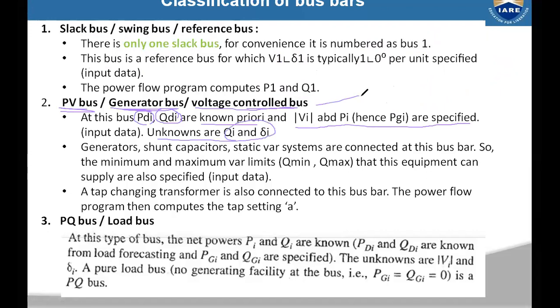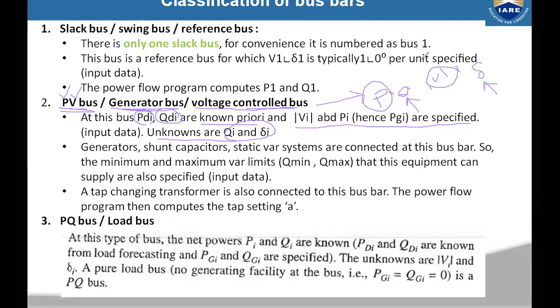Now at the PV bus, out of these 4 variables, P, Q, magnitude of V and delta, P and V are specified. That means the injected real power is specified, and the magnitude of voltage is specified, right? So P and V are input variables. Now Q and delta you have to calculate from the load flow solution. Okay, so Q and delta are the unknown variables.